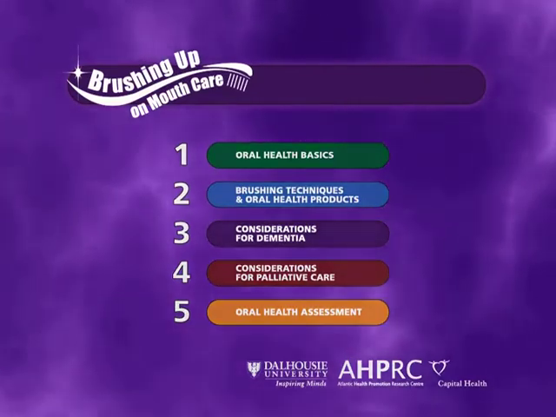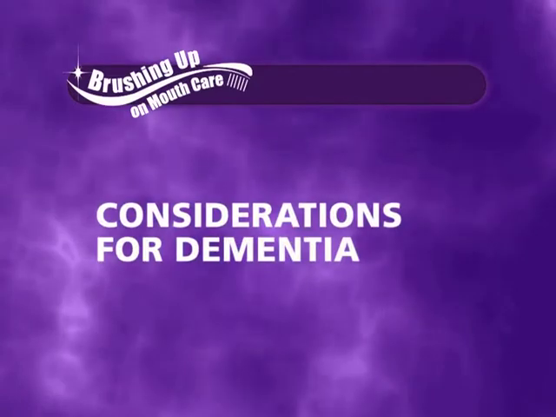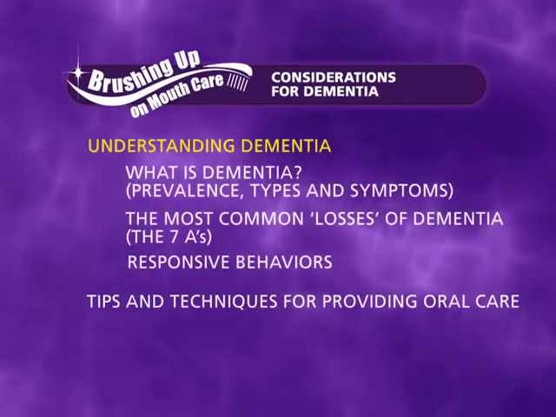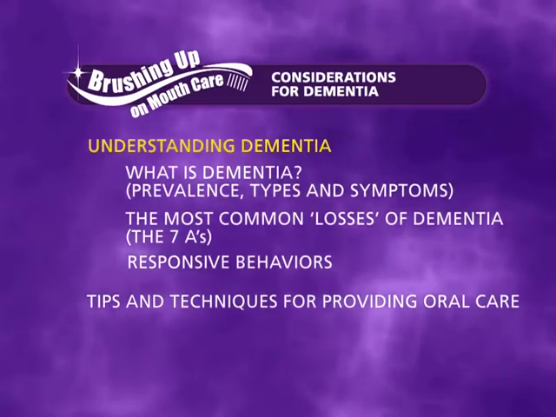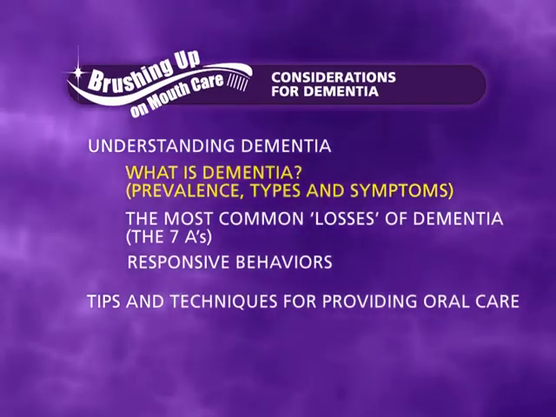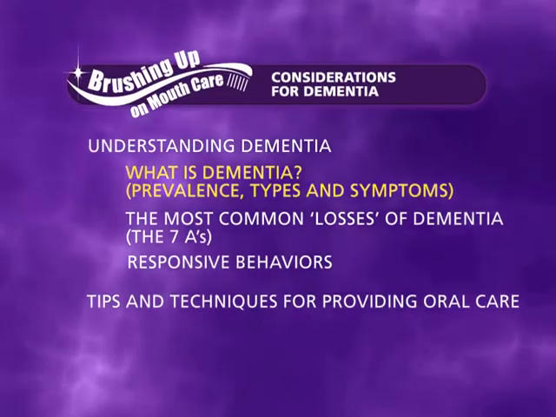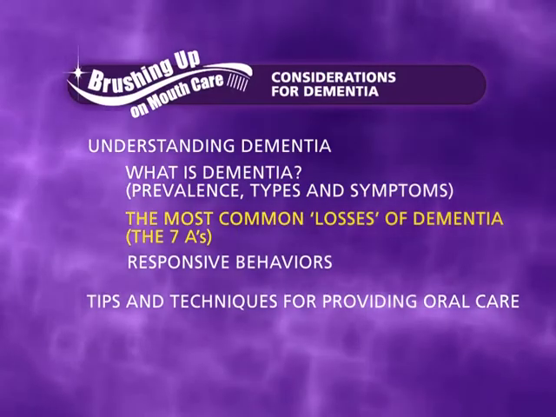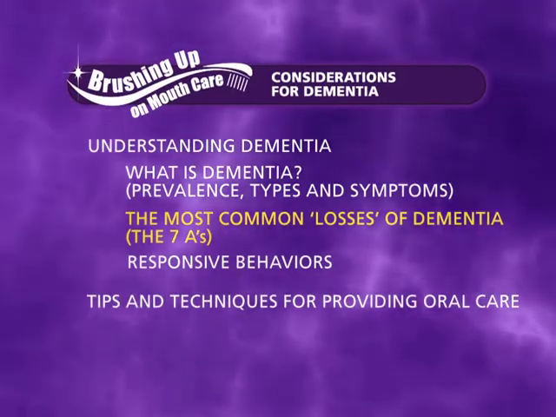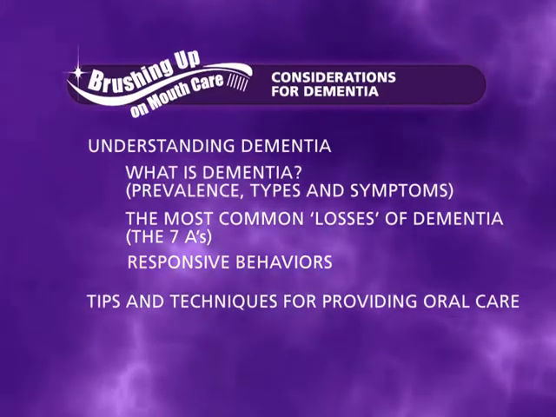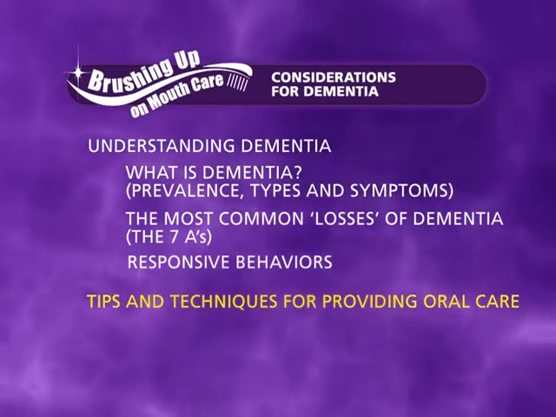This is module number 3, Considerations for Dementia. In this session, we will review Understanding Dementia. What is dementia? Prevalence, types, and symptoms. The most common losses of dementia. The 7 A's. Responsive behaviors. Tips and techniques for providing oral care.